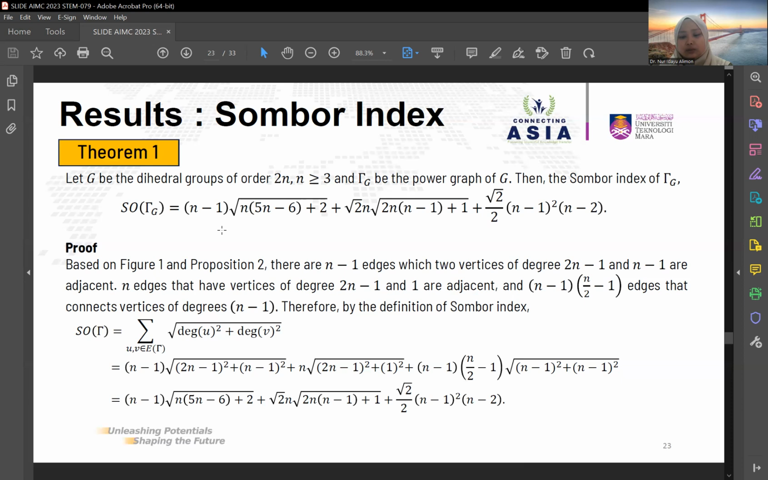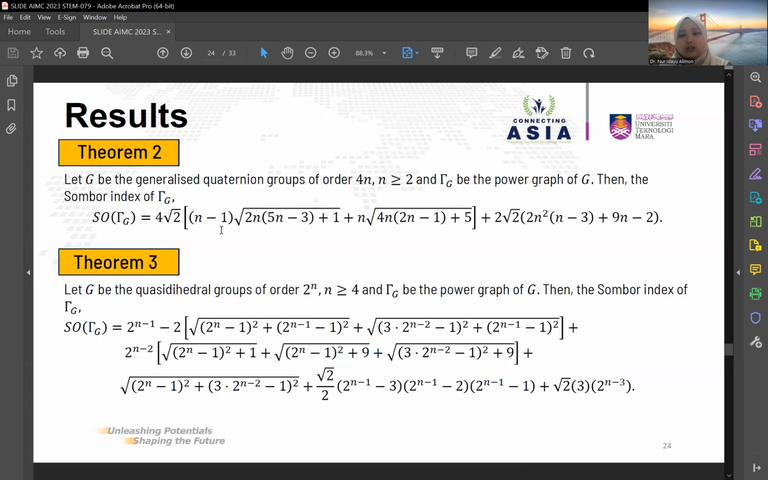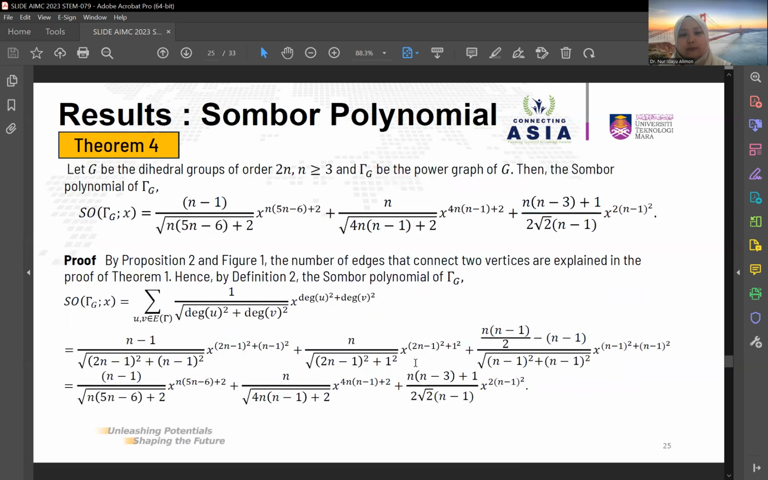determine these theoretical results. And then based on the same technique or the same method of proving, we come up with theorem 2 and also theorem 3, the Sombor index of the power graph of generalized quaternion groups, and also the Sombor index of the power graph of the quasi-dihedral groups of order 2 to the power of n. So theorem 4 is the Sombor polynomial, so it's quite longer than the Sombor index because we cannot simplify it further since we have x to the power of something. Because when x to the power of something is not the same here, we cannot simplify it.